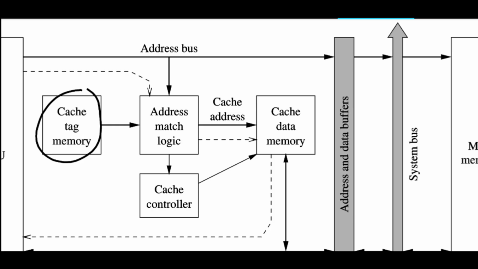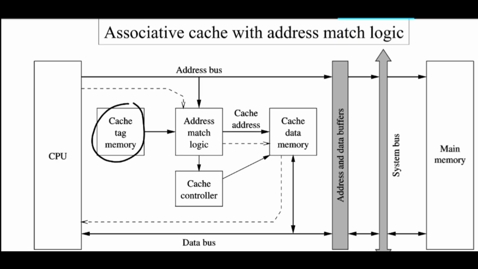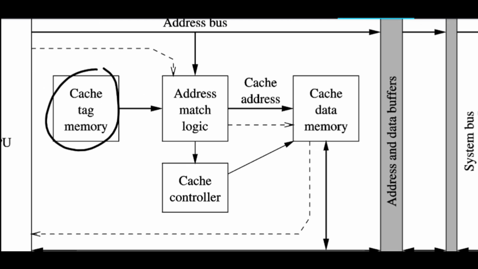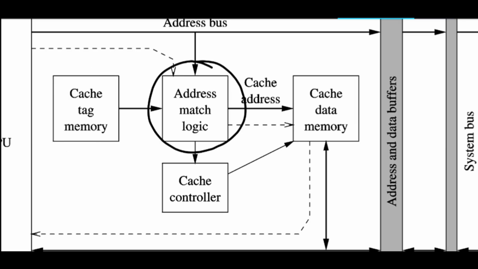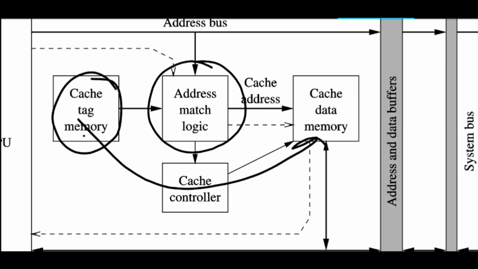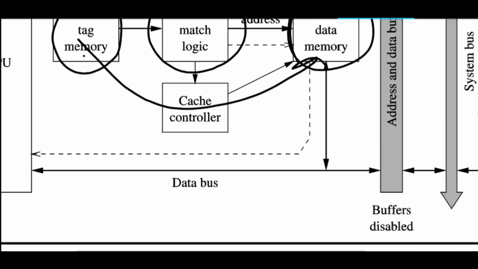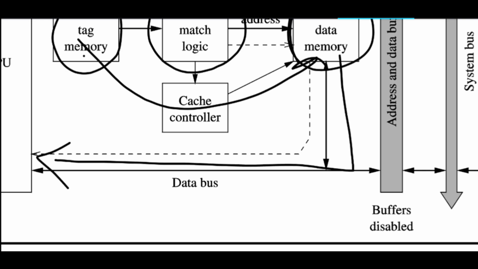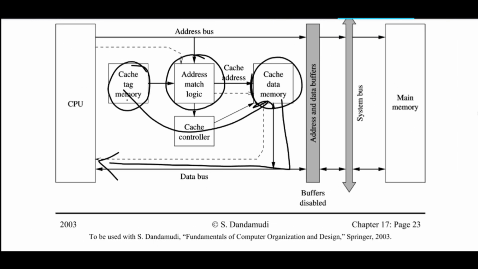What is the role? The CPU sends the address, the address of the main memory location where the needed data is. Then the address reaches the address match logic, and our cache controller searches the address in the cache tag memory. If the address is found, then it is clear that the data is present. Then it goes to where the data is placed, and from there it is given to the data bus. All this happens like this.